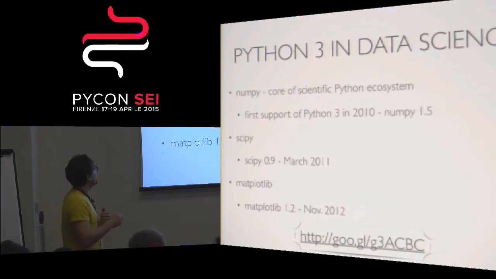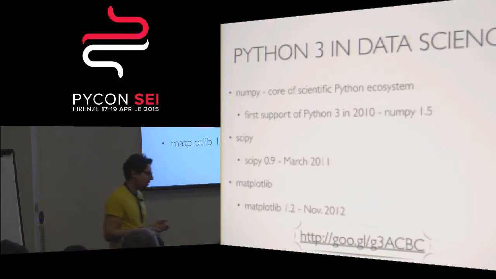Afterwards, SciPy in version 0.9 supported Python 3 for the first time. It was March 2011. And finally, Matplotlib in version 1.2 in November 2012. So Matplotlib has supported Python 3 for just three years or less.